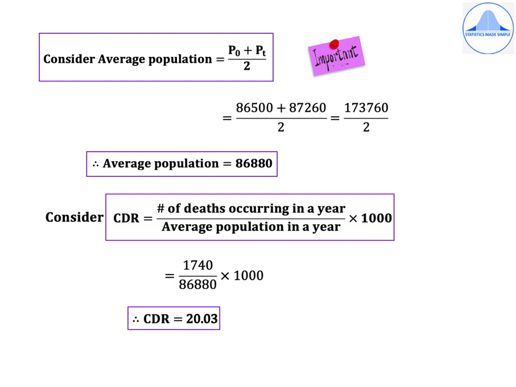Now write the formula for CDR, which is equal to number of deaths occurring in a year divided by the average population in a year into 1000, which is equal to 1740 divided by 86,880 into 1000. Therefore, CDR is equal to 20.03.